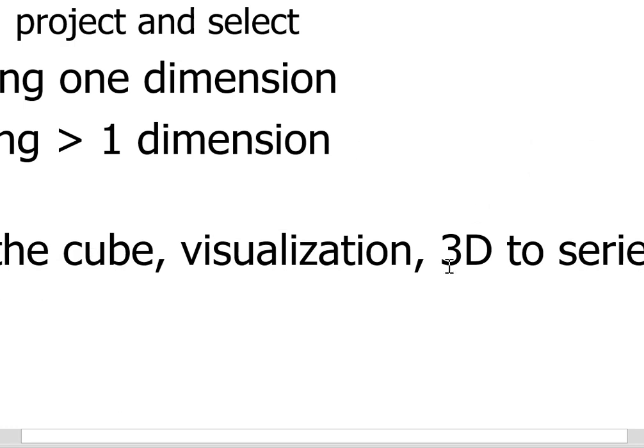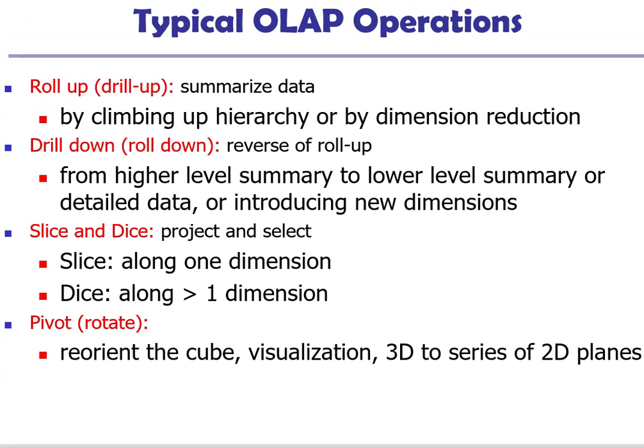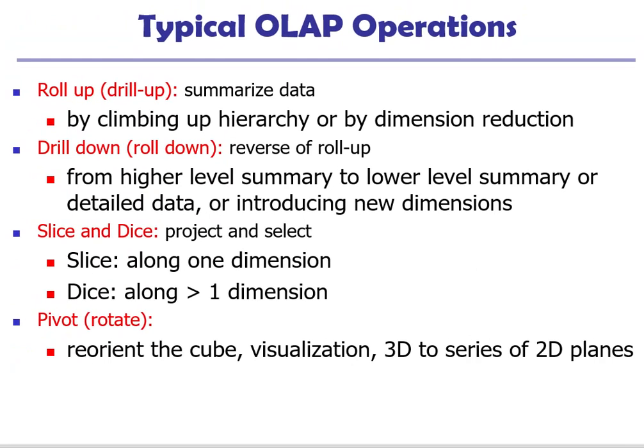So pivot. Pivot is just an operation that reorients the cube. In terms of a two-dimensional thing, it could be transposing the matrix. That is considered pivot. Rotate the cube, visualize, divide 3D into a series of 2D planes. Those are all considered pivot. It's just a different view of the data from a different perspective.